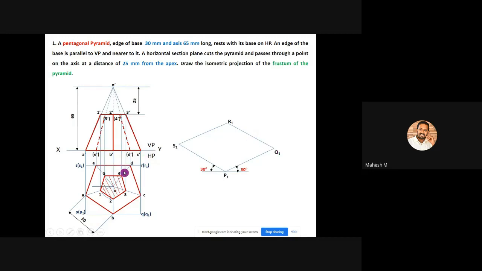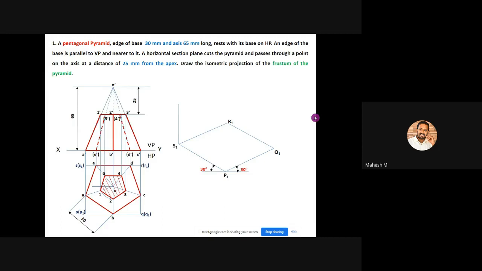Similar to that, you can mark the points called D and E. So D and E are available on R of R1 to S of S1. So point D is nearer to R. So here we'll be getting the point D. Okay. And also the point E is nearer to S of S1. So here we'll be getting the point E. So after creating these points, you can join the 5 corners.